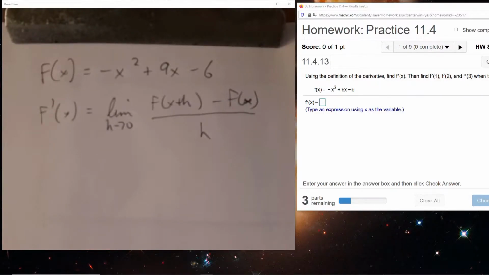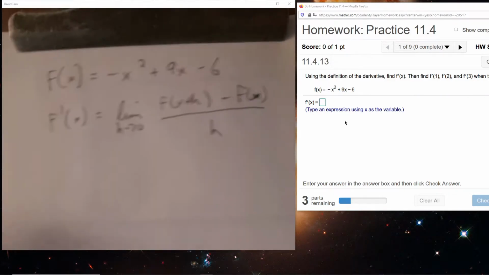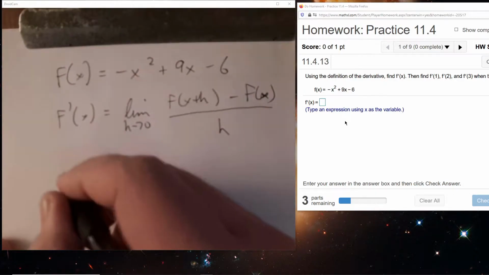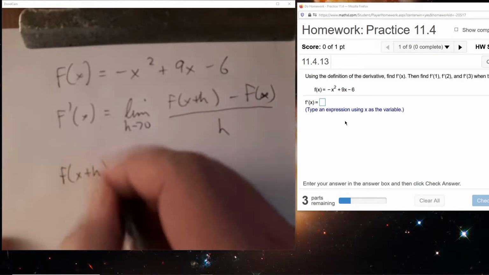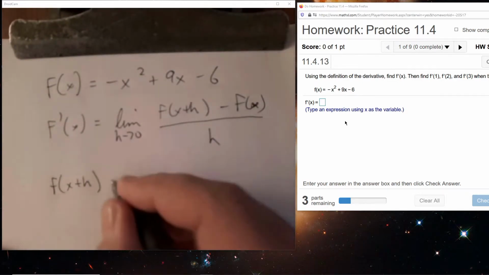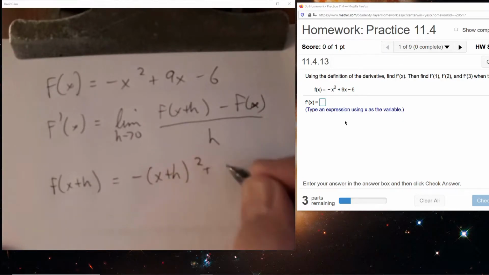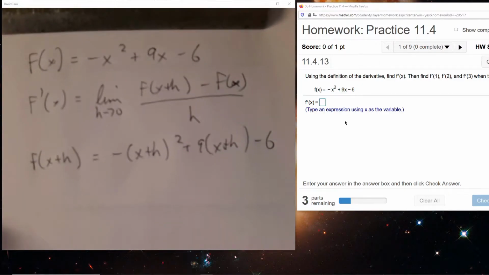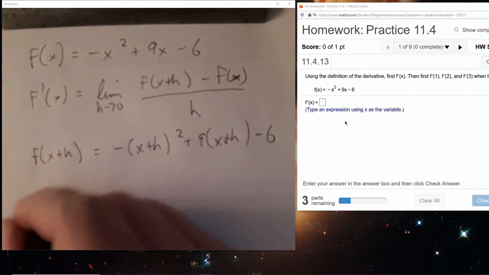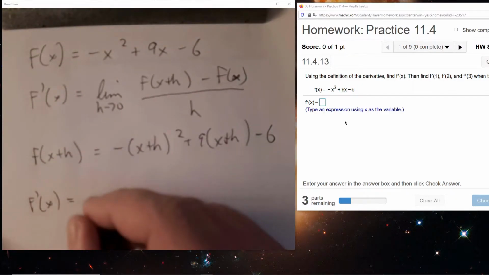All right, so let's check out practice 11.14 here, the first problem. And I've got it all written out. The first thing they want is the derivative function. So we're going to need f of x plus h. So we'll just plug x plus h into the original function, and then we'll take this and plug it all into the limit.